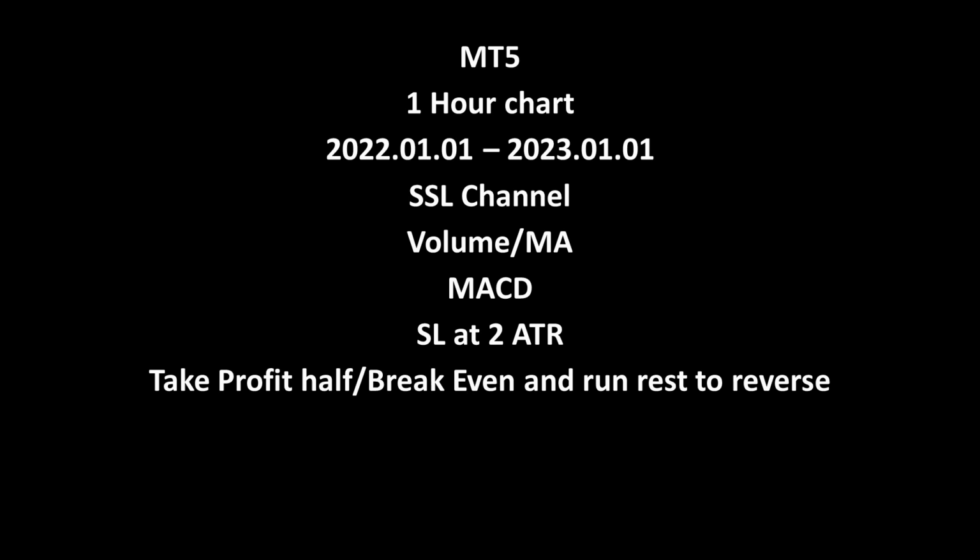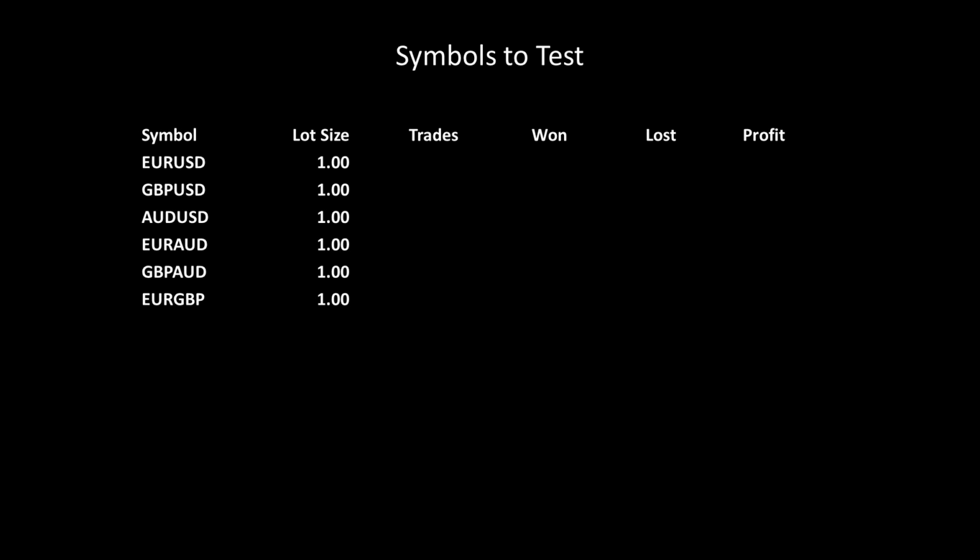I'm setting the stop loss at 2 times the ATR. I'm taking profit on half of the trade at that 2 times ATR, or the 1-to-1 ratio with the stop loss. And at that same point, I'm moving the stop loss to break even for the remainder of the trade, and letting the remainder of the trade run until the next time there is a cross of the SSL channel. I'm going to be running this on 6 currency pairs: Euro USD, Pound Dollar, Aussie Dollar, Euro Aussie, Pound Aussie, and Euro Pound. And I'm trading all of these for a lot size of 1, which means that at that take profit point, I'll be closing half a lot and then letting the remaining half a lot run to conclusion. So now let's go on to the chart, and I will run these and then show the results.